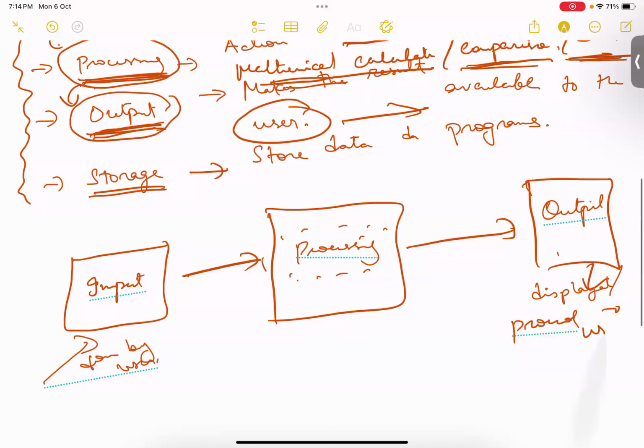And the storage will come within the processing system only, because data has to be stored in order to be processed. If the data is not stored, it will just disappear without being processed. That is why storage and processing go hand in hand. So this is a simple schematic diagram.